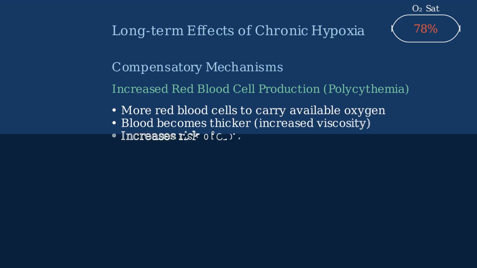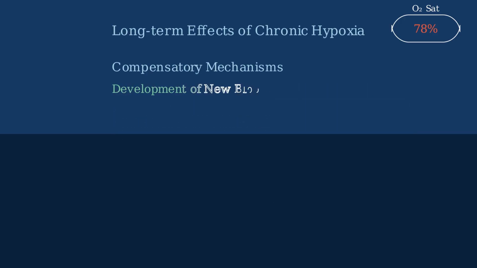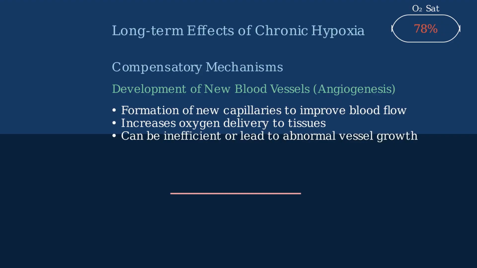One mechanism is increased production of red blood cells, known as polycythemia. This adaptation allows more oxygen to be carried in the bloodstream, as shown in this comparison of normal blood versus polycythemic blood. Another compensatory mechanism is angiogenesis, the development of new blood vessels to improve oxygen delivery to tissues. While this process can initially help, it often leads to inefficient or abnormal vascular networks that may not function optimally.